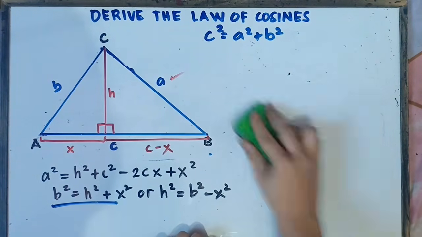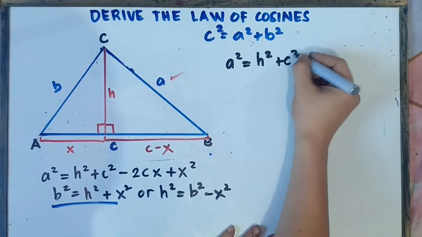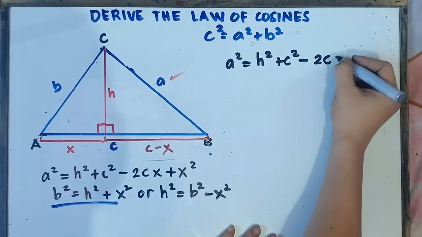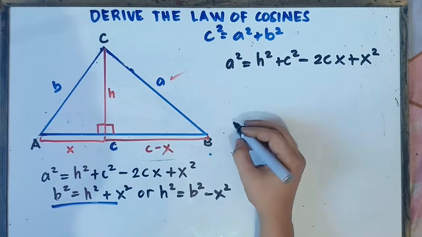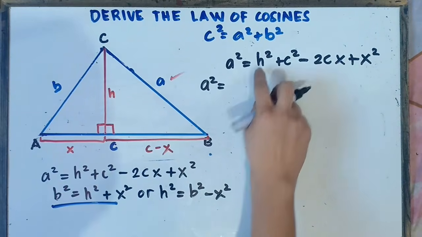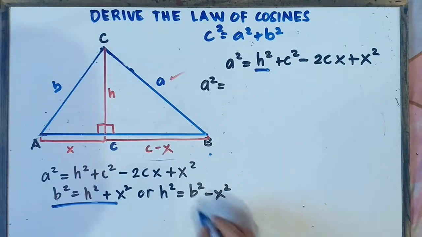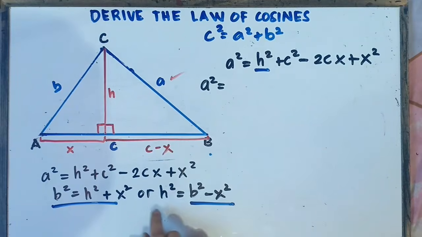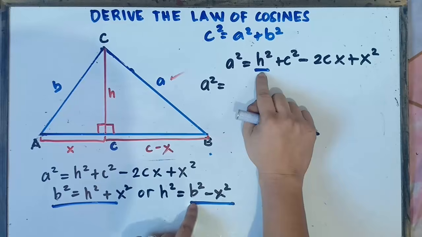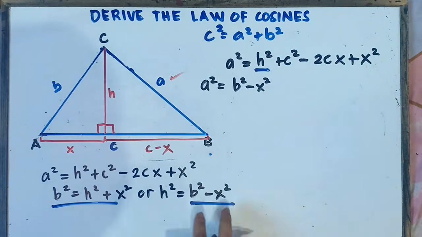Alright, we're almost done, class. Simply substitute this value in this given expression, h squared plus c squared minus 2cx plus x squared. So this will be a squared equals, simply substitute the value of h squared. That would be b squared minus x squared. Once again, class, simply substitute the value of h squared, that would be b squared minus x squared.